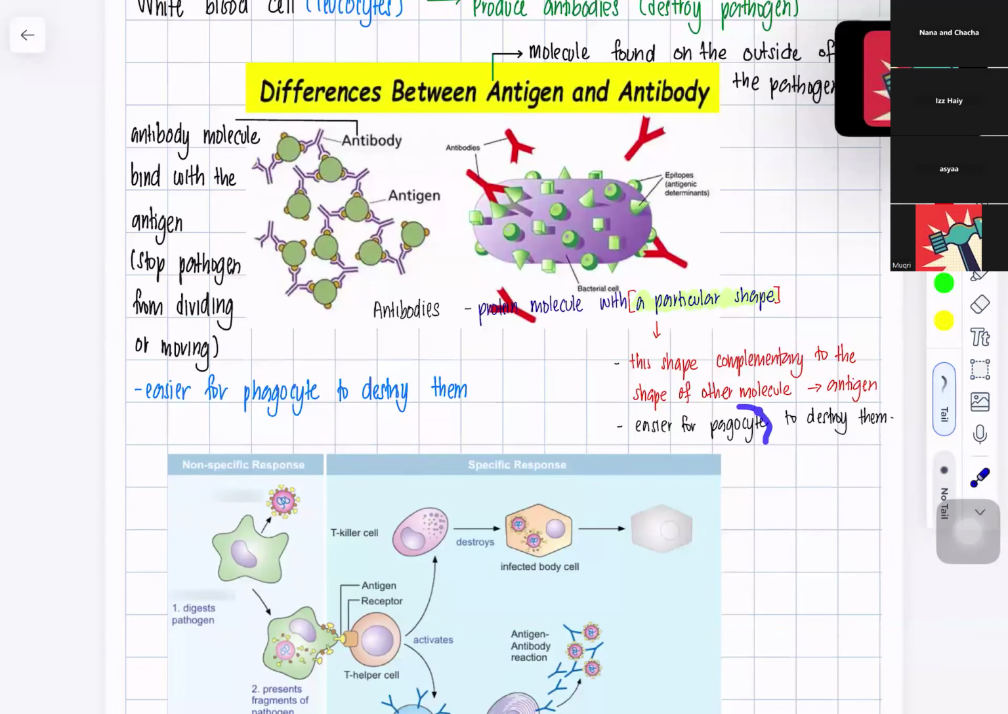It makes it easier for phagocyte to destroy them. It's like a marker. The antibody binds with the antigen, and then it will stop the pathogen from dividing or moving. So it is easy for phagocyte to destroy them.